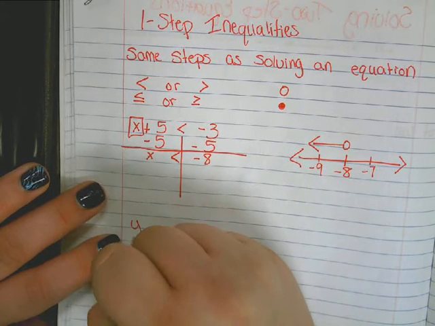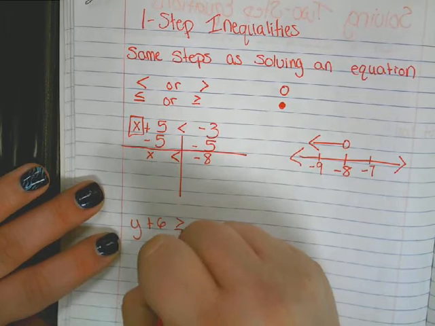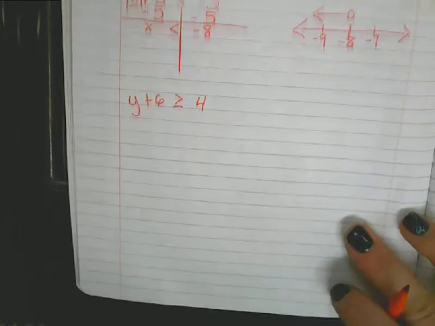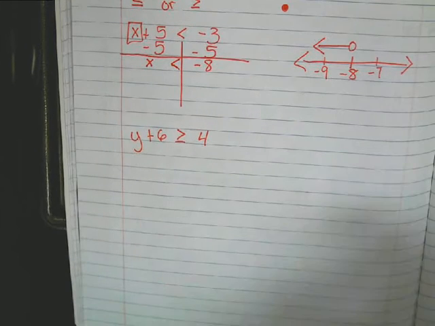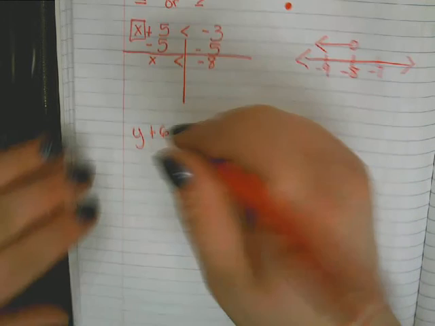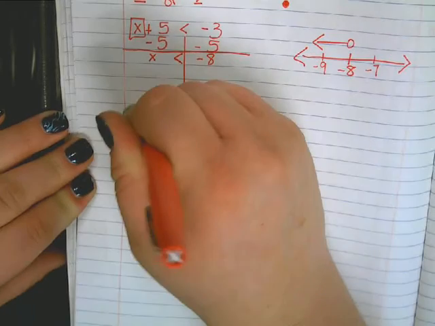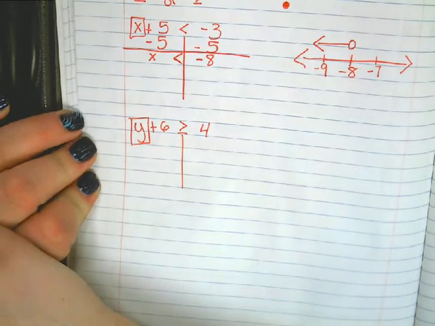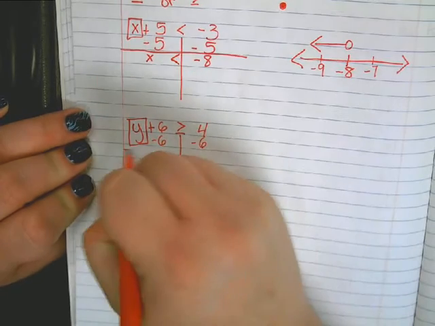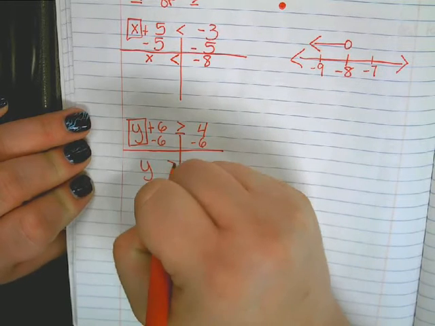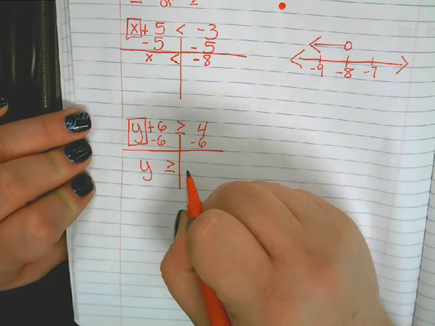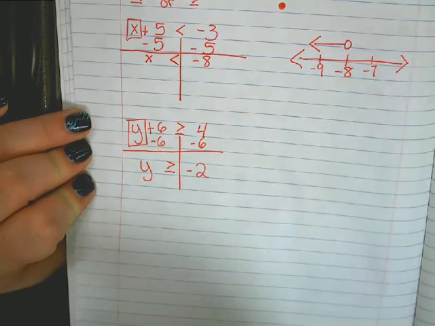y plus 6 is greater than or equal to 4. So I want to check, is my letter on the left side? Yes, so I don't need to do anything. So I'm going to draw my line. I'm going to box my letter. Now what? Subtract 6. So I'm left with y is greater than or equal to 4 minus 6. Positive or negative? Negative 2.